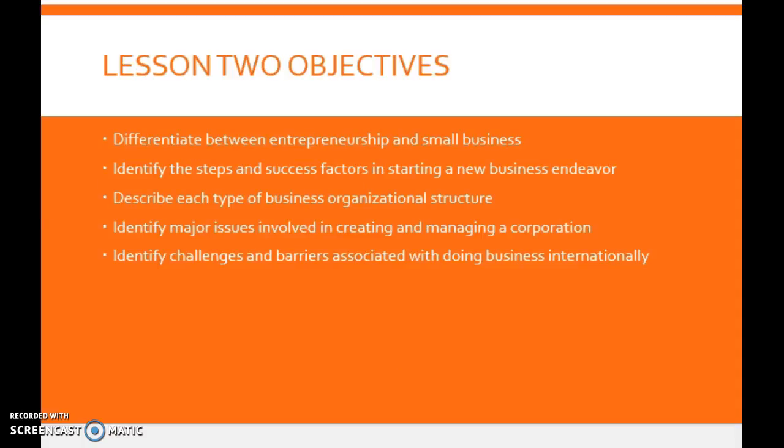The learning objectives are: differentiate between entrepreneurship and small business, identify the steps and success factors in starting a new business endeavor, describe each type of business organizational structure, identify major issues involved in creating and managing a corporation, and identify challenges and barriers associated with doing business internationally.